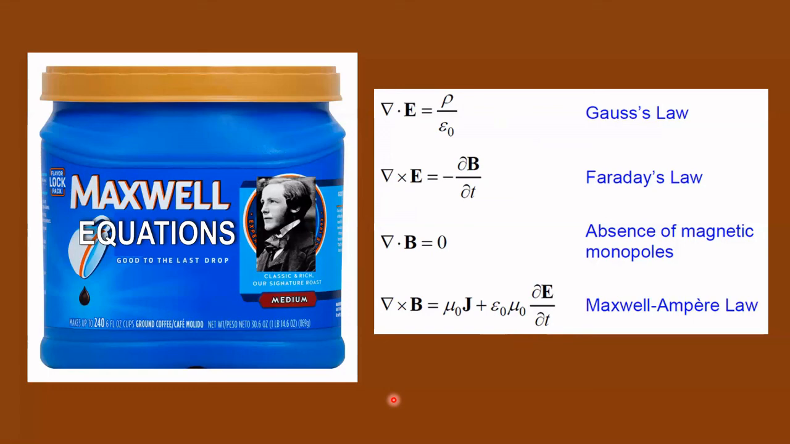Let me just point out one last symmetry here. See, the curl of the magnetic field depends on the time derivative of E, and the curl of the electric field depends on the time derivative of B. So these two equations are symmetric in that regard, but we're missing a second term here.